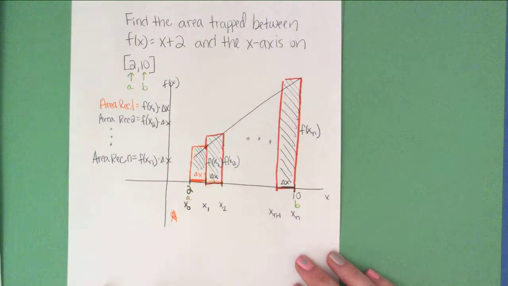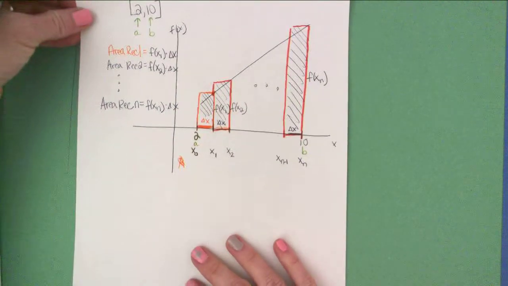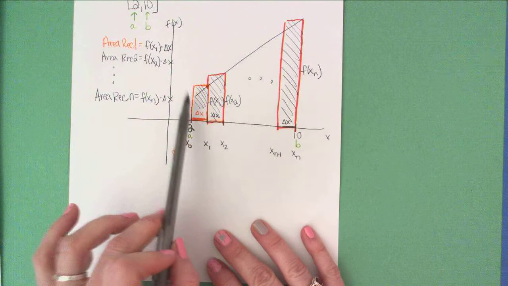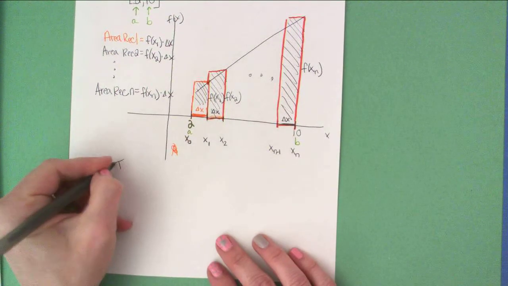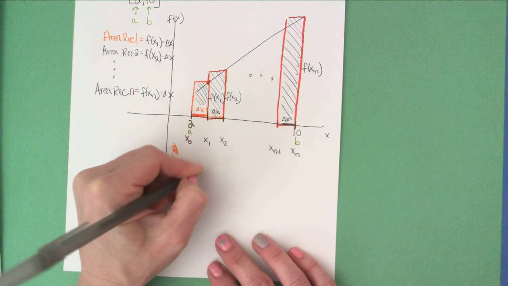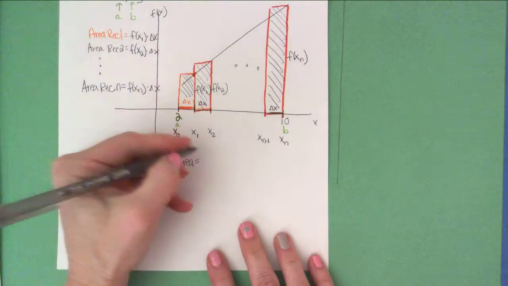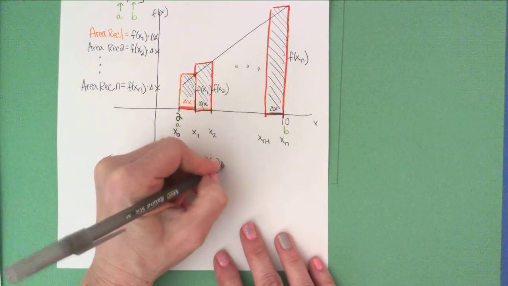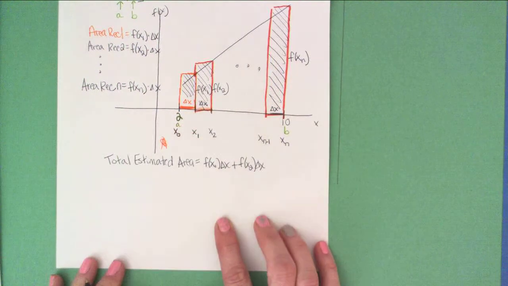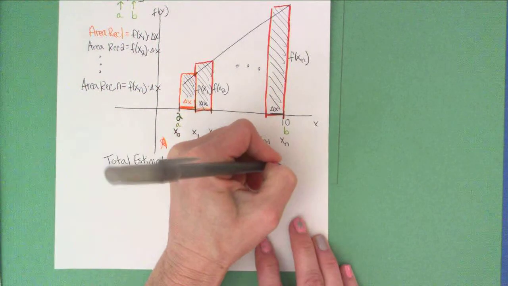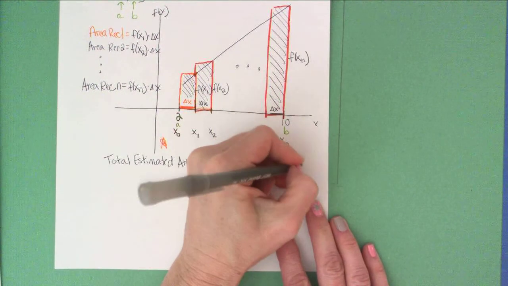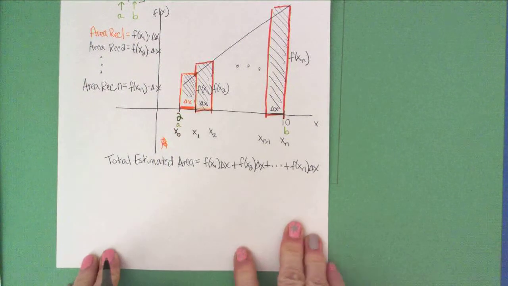So, getting to my formula now, like a generic formula I could use to model the area trapped between, well, I just need to add all of these areas up. So the total estimated area would equal f of x sub 1 times delta x plus f of x sub 2 times delta x plus dot, dot, dot, because we know there are going to be more of them, and finish up at f of x sub n times delta x.